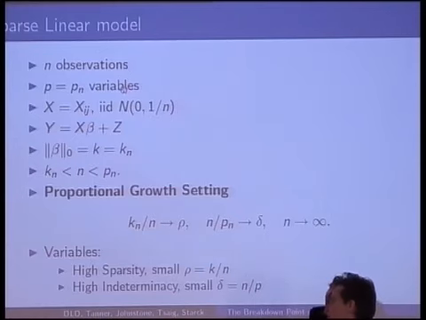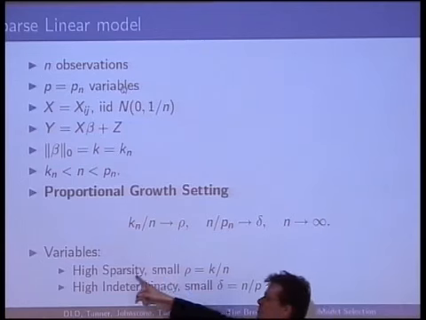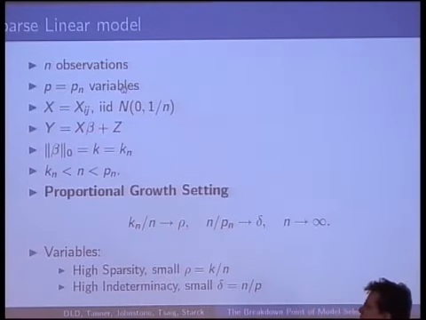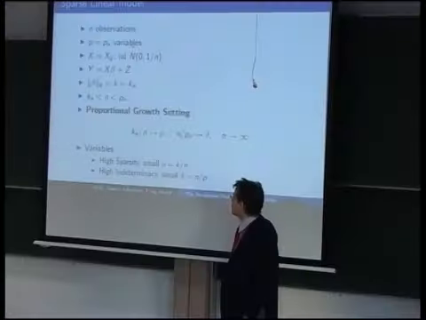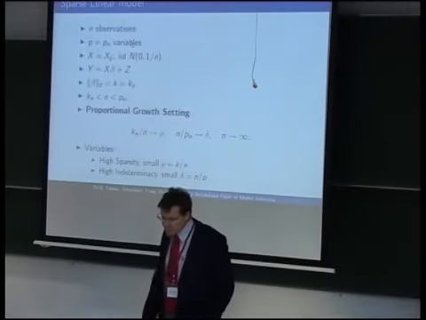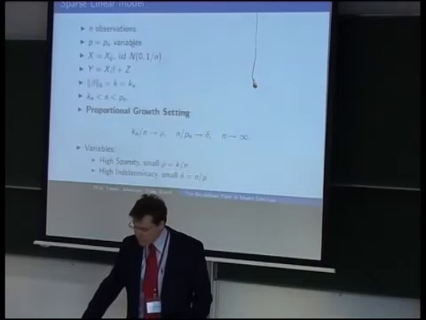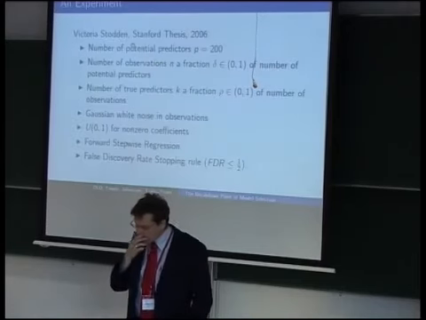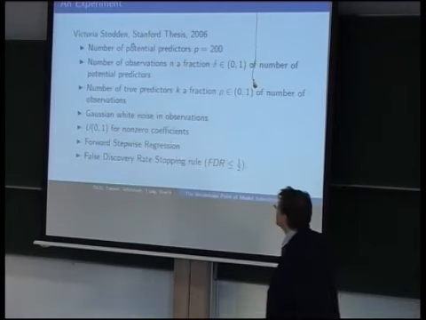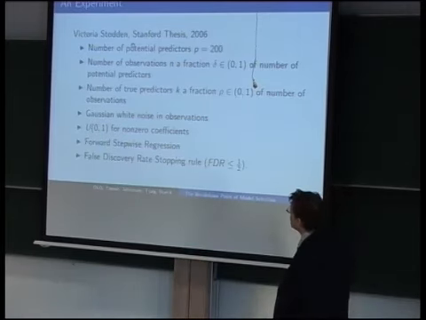So there's a slight inversion in the sense of the words, but I hope people won't get misled. So rho and delta will be state variables in the asymptotics that we want to develop. Here's a little experiment that was run by Vicki Stodden, who got her thesis at Stanford. I was her advisor.